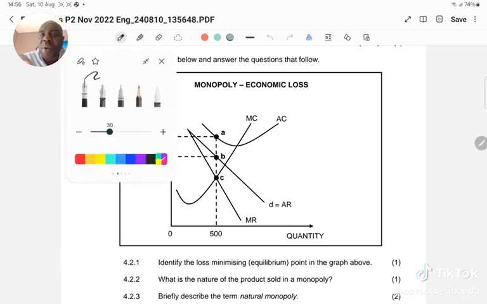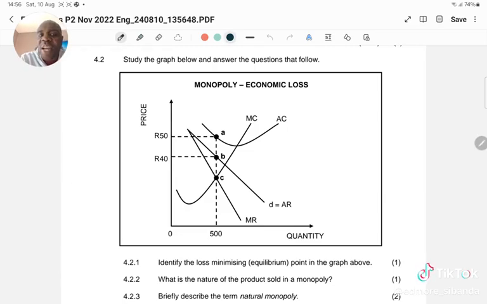So what is an economic loss? An economic loss occurs when average cost is greater than average revenue. That means the cost to produce the unit is more than the revenue that we are going to receive for producing that particular unit. That becomes an economic loss. Now, let's see if that is actually the case.